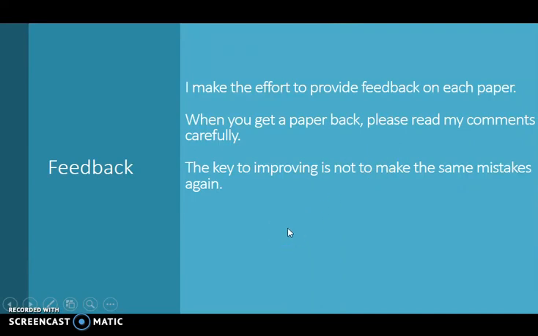So, feedback. I make every effort to provide feedback in each paper, whether it's a class exam you take or an online paper turned in. If I go to the trouble to mark something, that means it's important and you need to avoid doing it again. So when you get your paper back, please read my comments carefully. Now, if I'm constantly marking the same things over and over and over again, stop it.